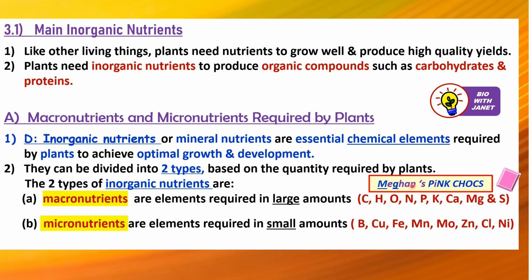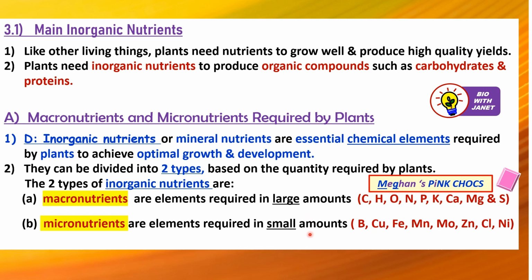Mg for magnesium, P for phosphorus, N for nitrogen, K for potassium, C for carbon, H for hydrogen, O for oxygen. The other C is for calcium, and S is for sulfur. Megan's pink chocolates, pink colored chocolates. These are the macronutrients that are required in larger amounts by the plants for their growth and development.